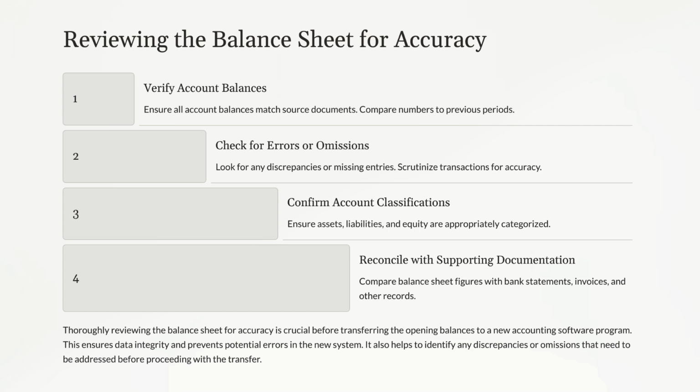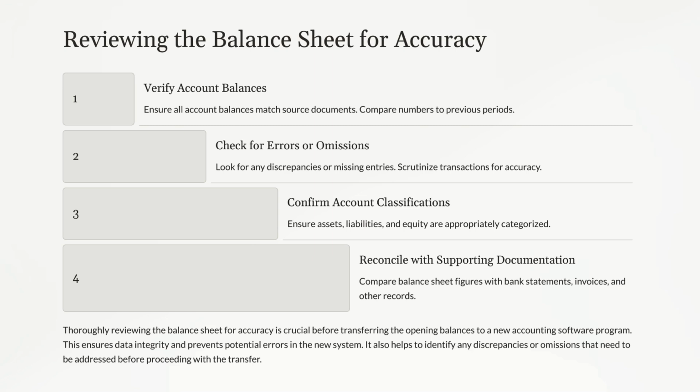Reviewing the balance sheet for accuracy. Verify account balances. Ensure all account balances match source documents. Compare numbers to previous periods. Check for errors or omissions. Look for any discrepancies or missing entries. Scrutinize transactions for accuracy. Confirm account classifications. Ensure assets, liabilities, and equity are appropriately categorized. Reconcile with supporting documentation. Compare balance sheet figures with bank statements, invoices, and other records.